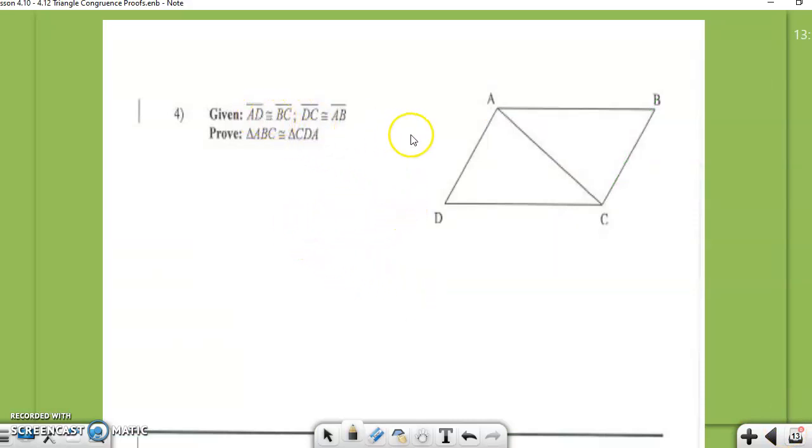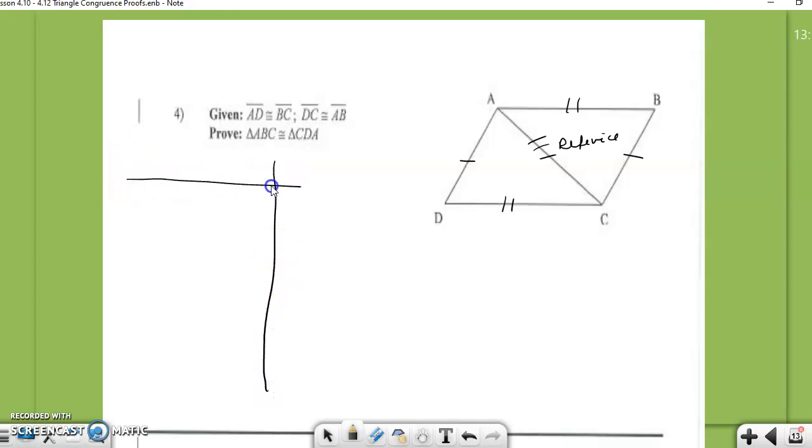So I'm going to look at this. Given AD is congruent to BC, okay. DC is congruent to AB, and I can add that this is congruent to each other because of the reflexive property. So I'm ready. I know that's going to be side, side, side triangle congruency. So I have the AD is congruent to BC, and I have the DC is congruent to AB. That was my given information for number 1.